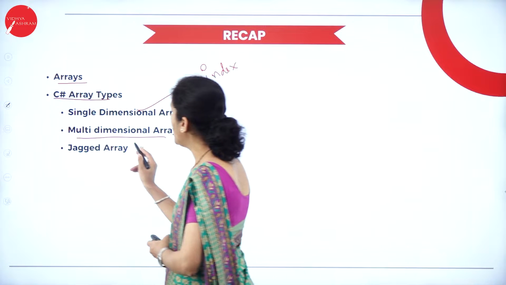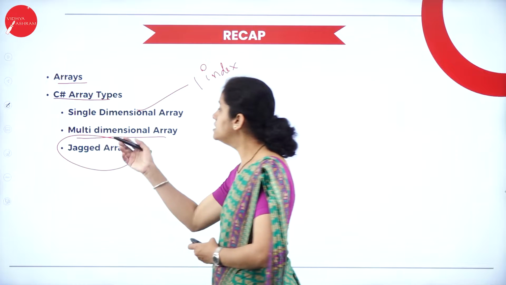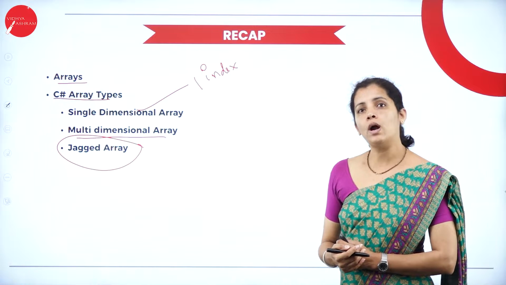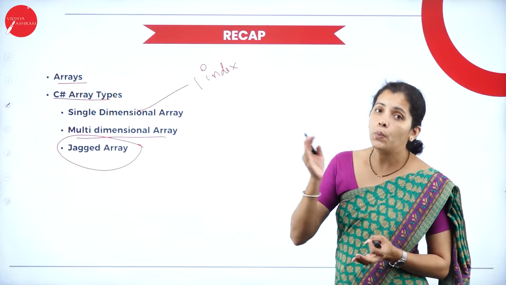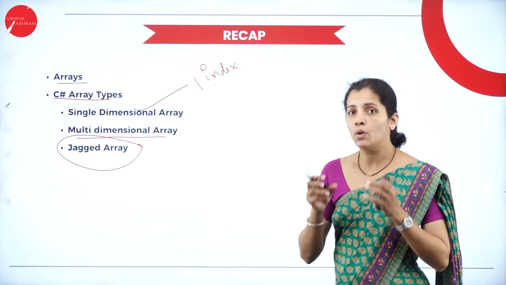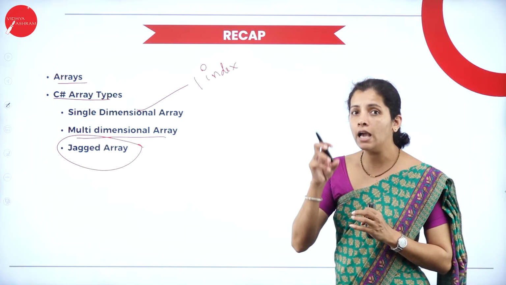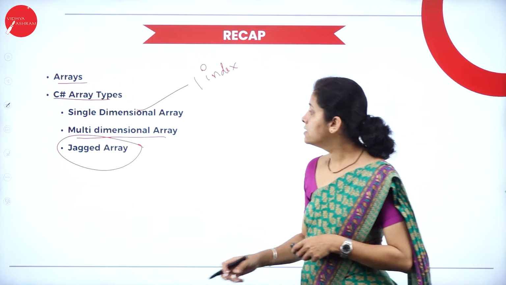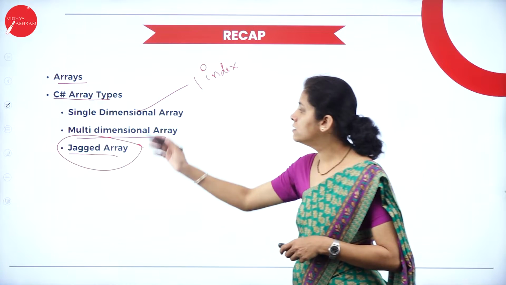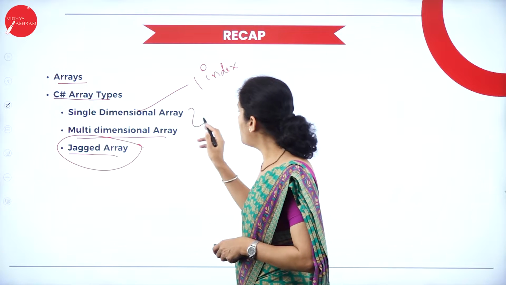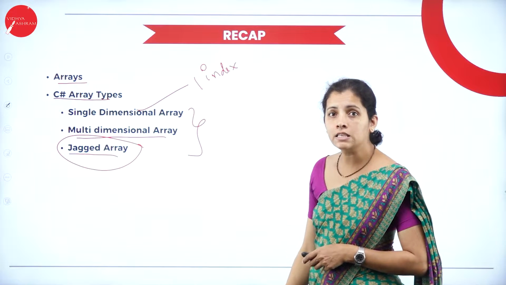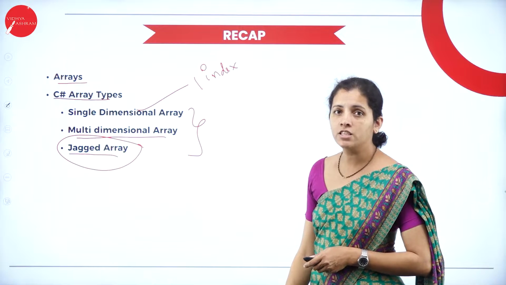Along with that, I have covered the jagged array. So what is a jagged array? That is nothing but an array within an array. That means when I create an array within the array, then it is coined as a jagged array. So these are the three types of arrays I have discussed in my previous session.